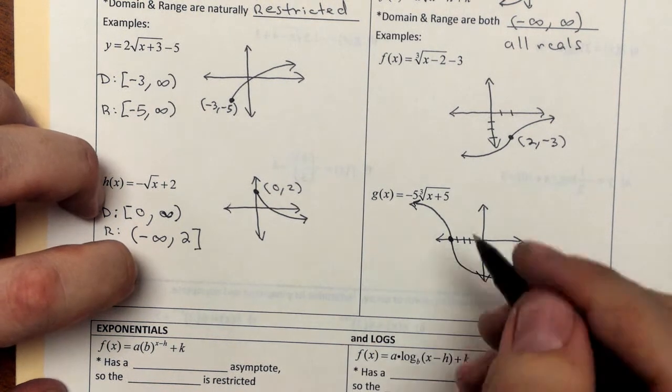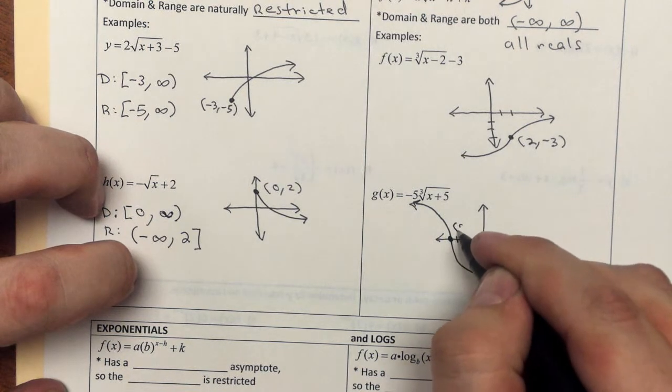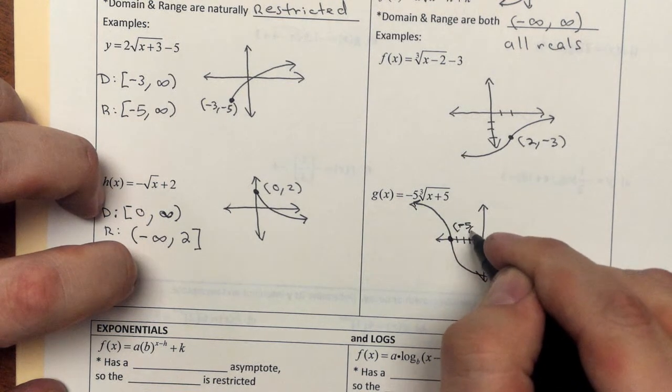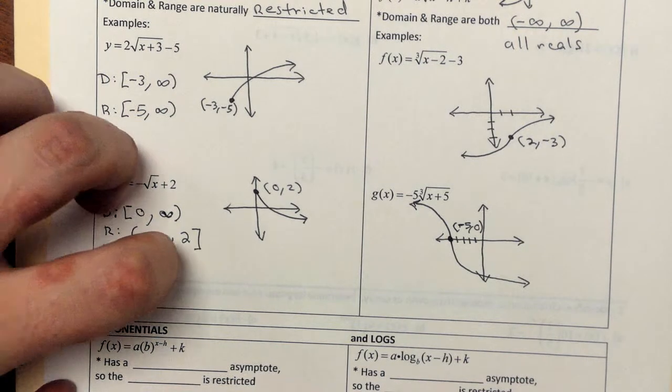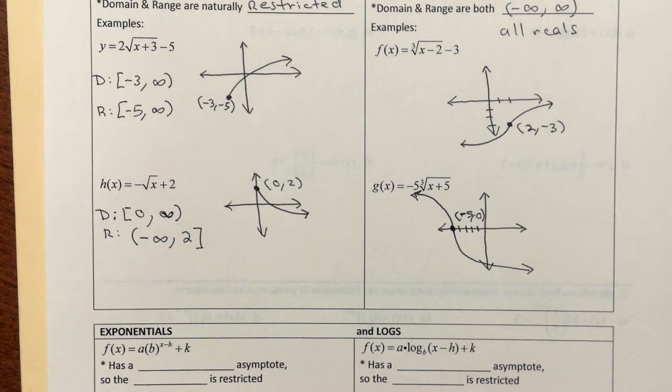How important is the accuracy of that sketch? It's really not for anything I'm doing. I can see where that inflection point is. I can see that this is generally decreasing, but that's all I need to know. All right, so those are radical functions, and we see where the square root function, again, is naturally restricted. Let's move on.